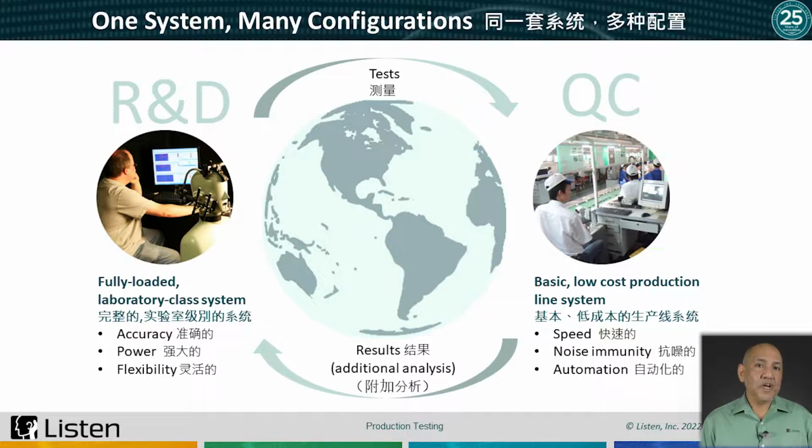On a production line, your objective is different. Ideally, you will perform a limited number of tests in a short amount of time and qualify whether the product is suitable to ship. Test speed, accuracy, automation, noise immunity, and lower system costs are all important considerations. With this in mind, let's take a closer look at SoundCheck.